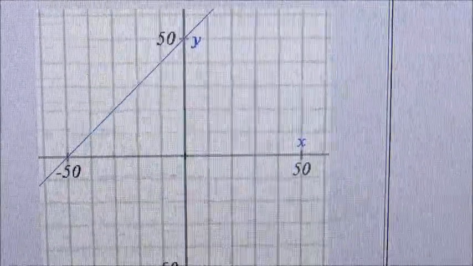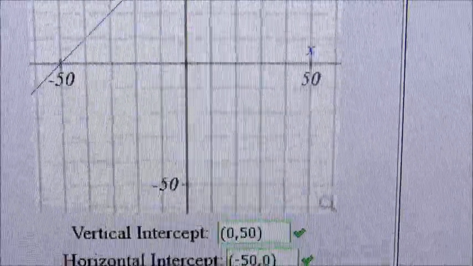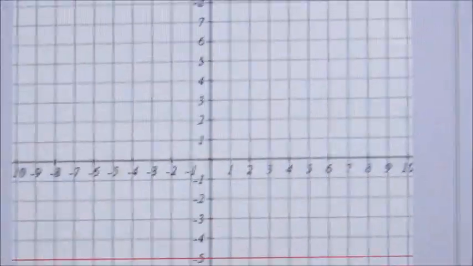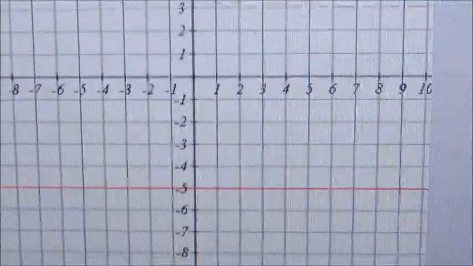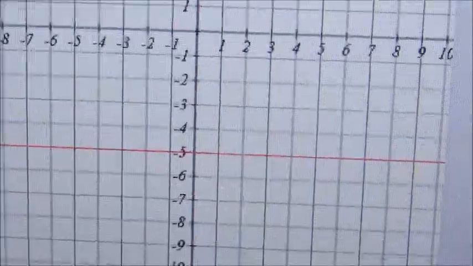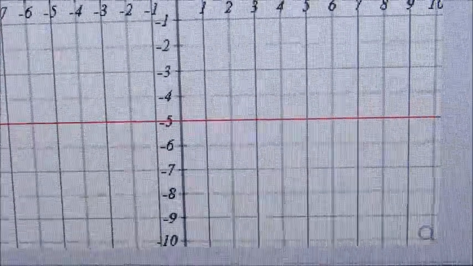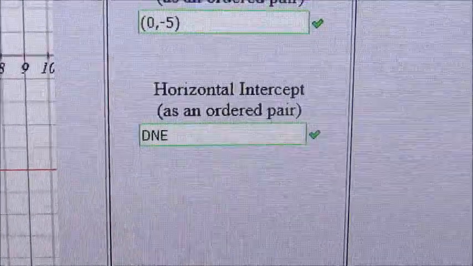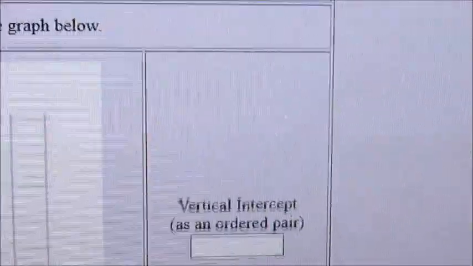So that's what we did, because there is no horizontal intercept. It does not exist. And then on this one, our vertical intercept is up at 50, and our horizontal is back at negative 50. All right, so here's another one where we don't have a horizontal intercept, but our vertical one is at negative 5. So I put 0, negative 5, and for the horizontal, I put DNE, or does not exist.